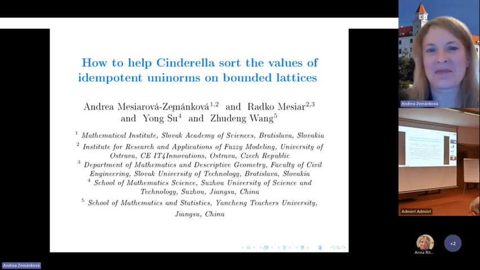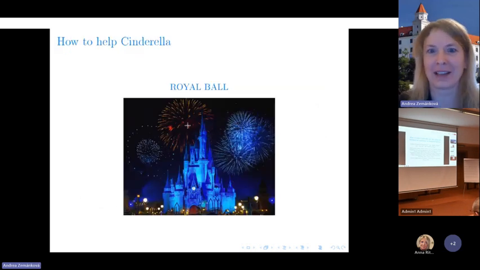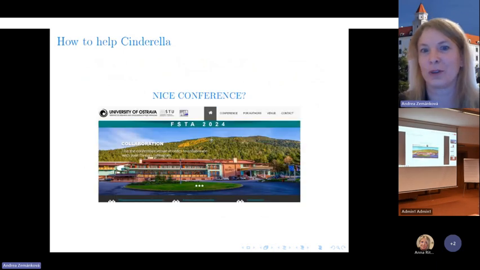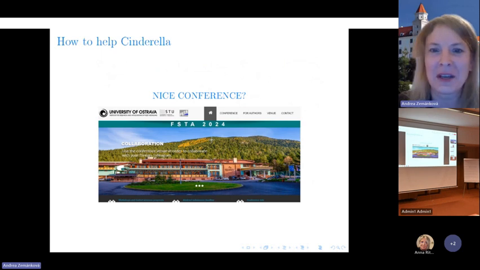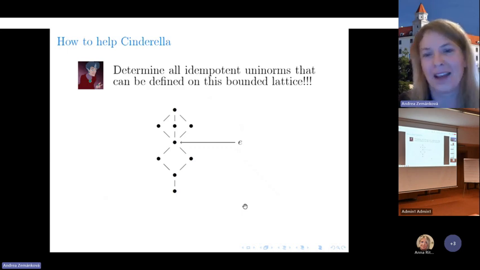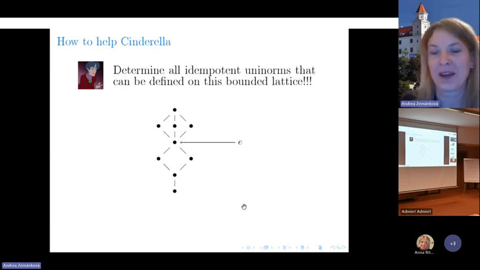So, ladies and gentlemen, in this talk, we have a very important mission because Cinderella asked us for help. Some time ago, she wanted to go to a ball, or some say that it was a nice conference. I don't know exactly. But her evil stepmother, who was also very sly, told her that she can go only if she can determine all idempotent uninorms that can be defined on a bounded lattice that she will give her. Luckily, Cinderella was clever, so instead of calling her dwarfs, she called our institute and she asked us for help.